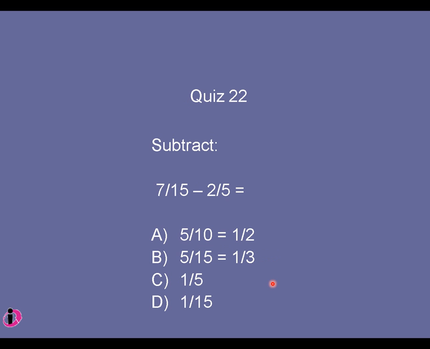Seven over 15 minus 2 over 5. Again, your denominator has to be same, right? 7 over 15 minus 2 over 5. So you multiply both by 3 to make it 15 each, right? So it's 7 over 15 minus 6 over 15. Now you are ready. So it's 1 over 15, right? So the right answer is the last one, right? D.